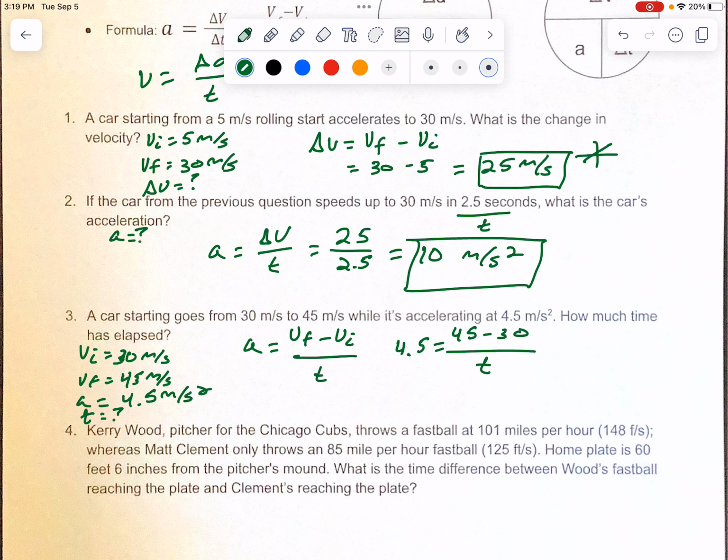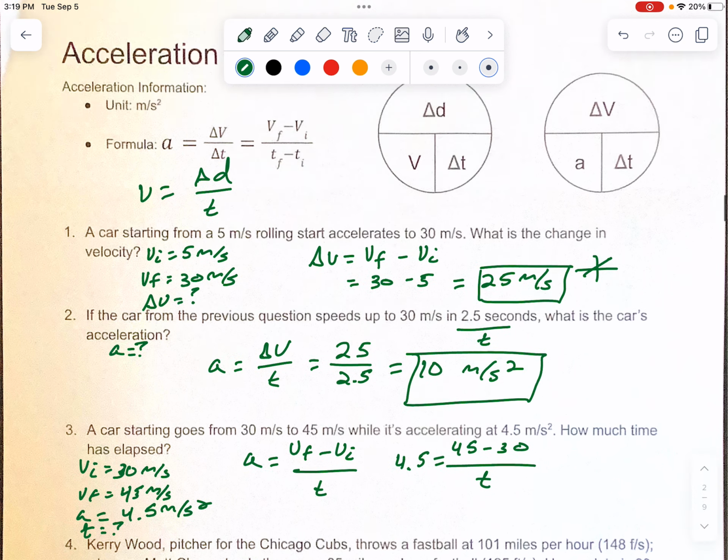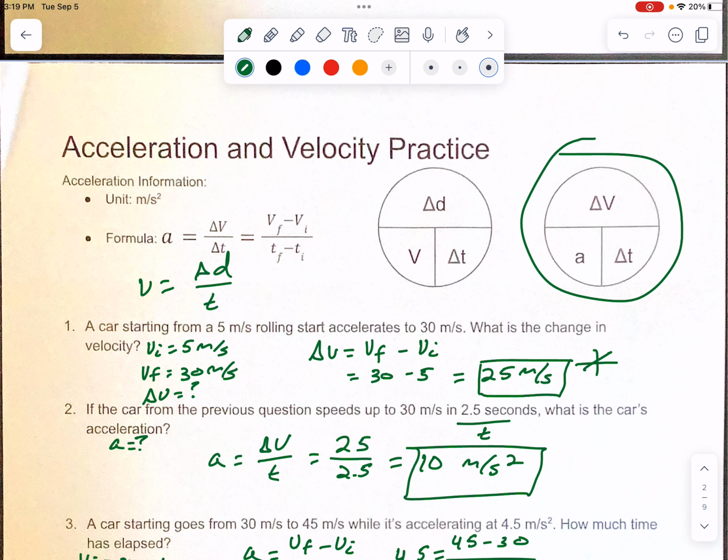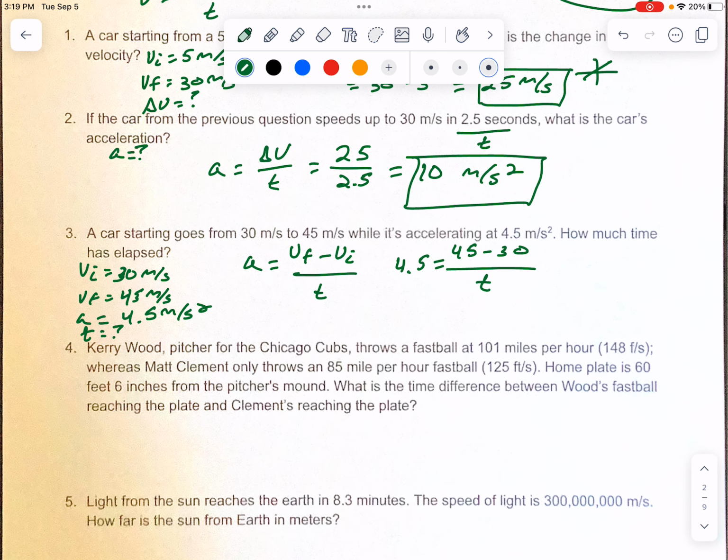This is where you have to be careful. There's 2 things you can do. One, you can go up to this circle right here. If you're looking for T, that tells you to take velocity and divide it by acceleration. Or anytime you have a variable on the bottom, you can just switch those 2, which is the same thing. It would just be velocity divided by acceleration. So you take that 45 minus 30 and divide it by 4.5. That gives us a time of 3.33 seconds.